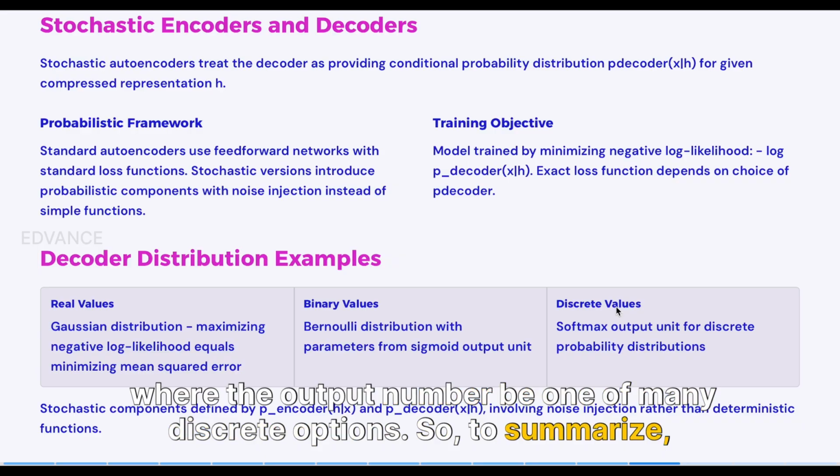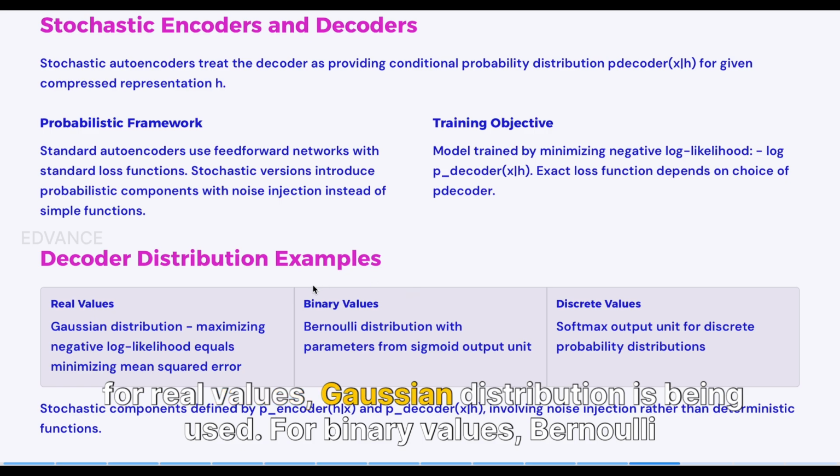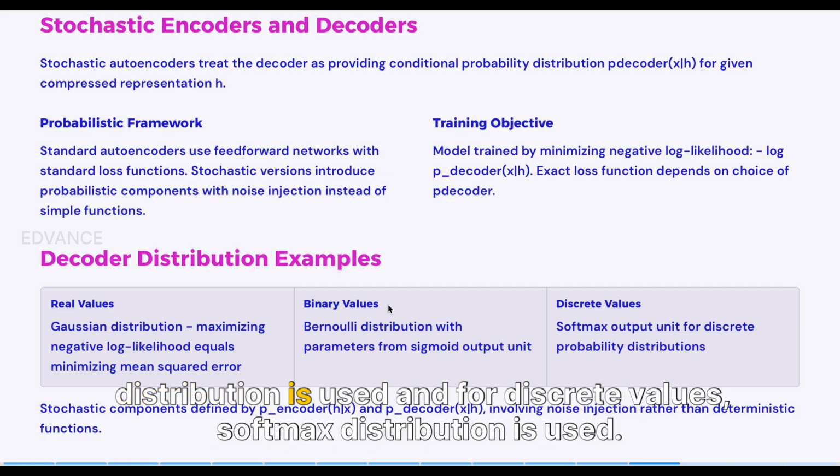So to summarize, for real values, Gaussian distribution is being used. For binary values, Bernoulli distribution is used. And for discrete values, softmax distribution is used.